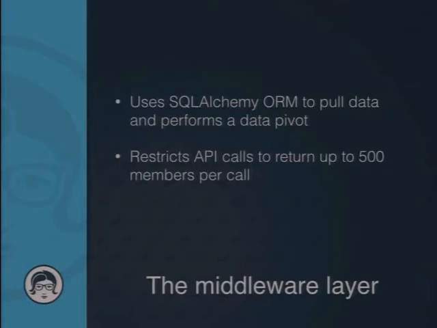So in modeling the database with the SQLAlchemy ORM, we had decided to also pivot data in the middleware layer. And we didn't want people dumping out their lists of millions of members at a time using a public API call. So we also restricted that call to return only 500 members at a time. So if you had 1,000 members, you'd be calling that twice to get all your data out of there.